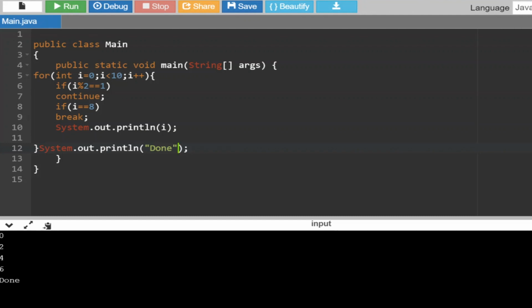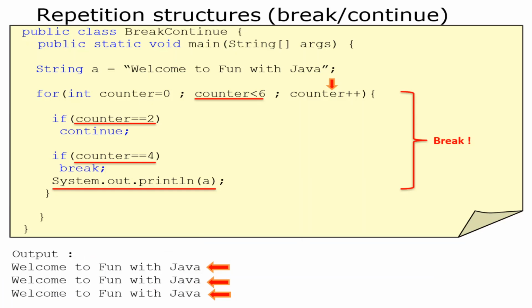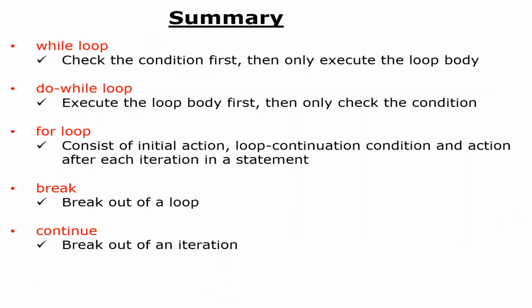Before we end this video, let's summarize what we have learned today. Alright, while loop will check the condition first before executing the loop body, whereas do while loop executes the loop body first before checking the condition. For loop statement consists of initial action, usually the counter, and loop continuation condition, and also action after each iteration. Alright, and we separate them by semicolon.